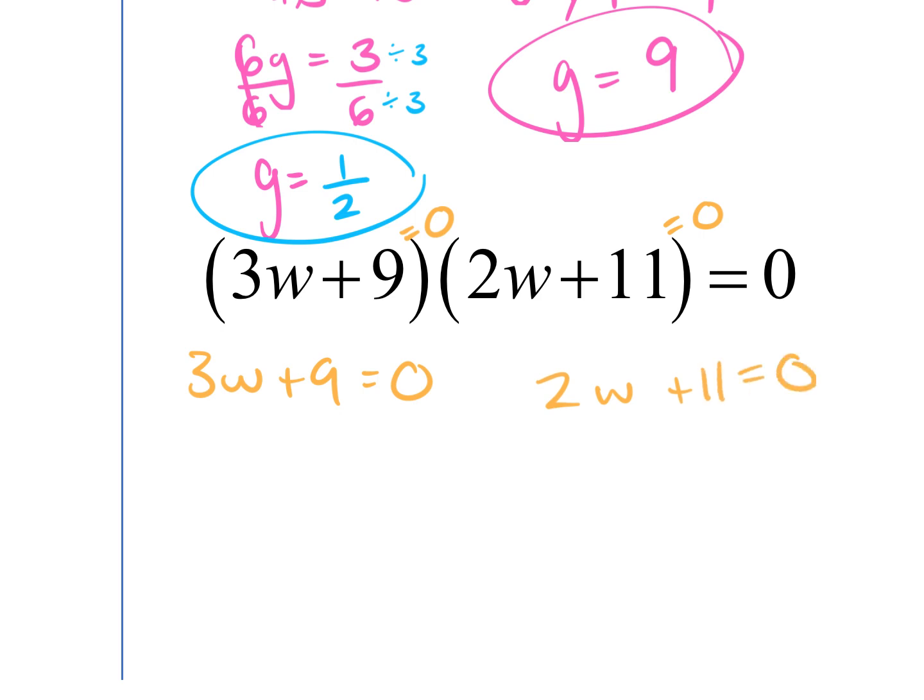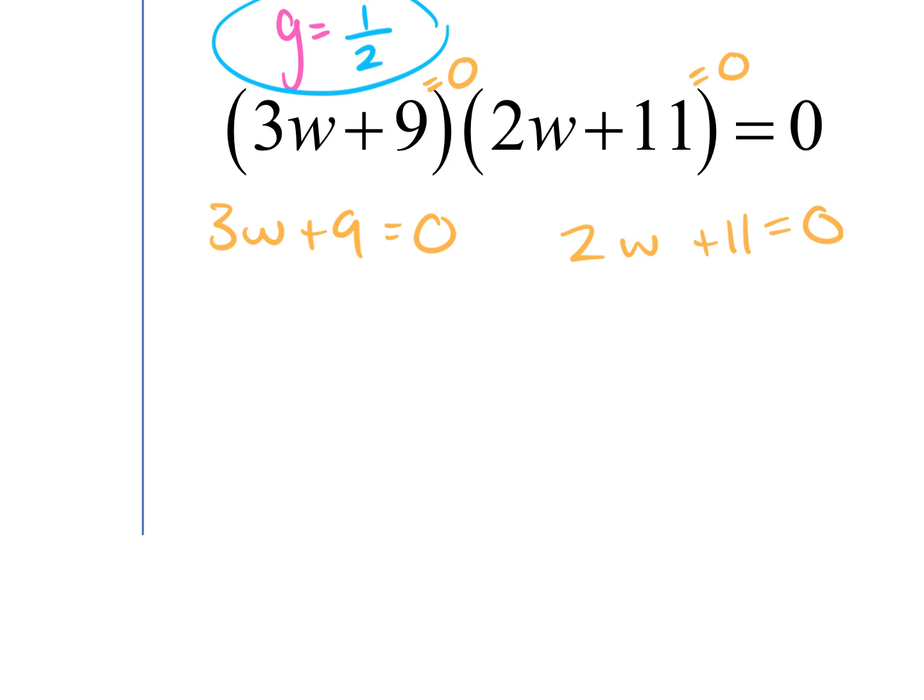Nestor, what would we do first to solve the first equation? Subtract 9. So 3w equals negative 9. Then what do we do? Divide by 3. So what does w equal? Negative 3. Perfect.